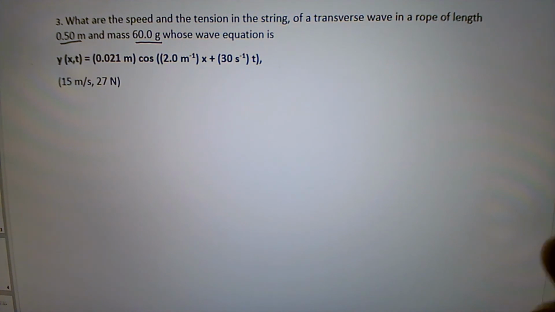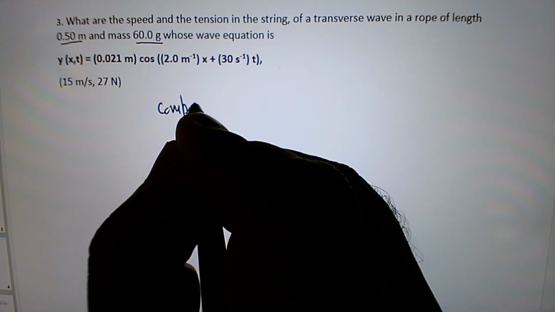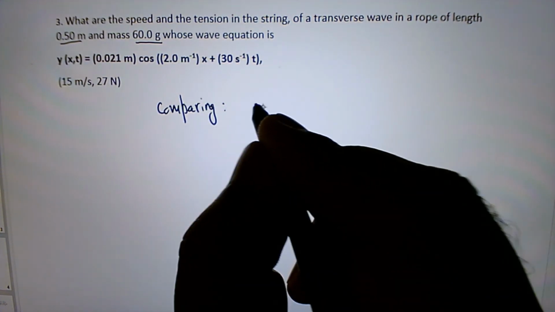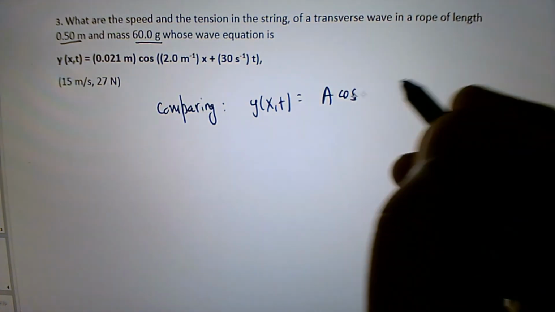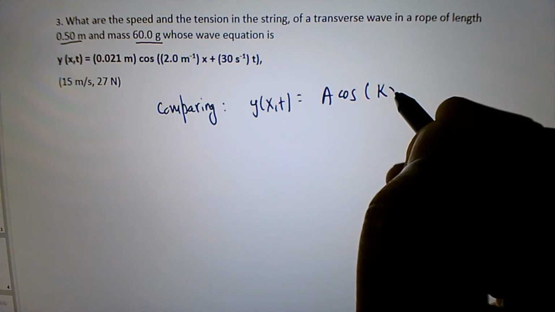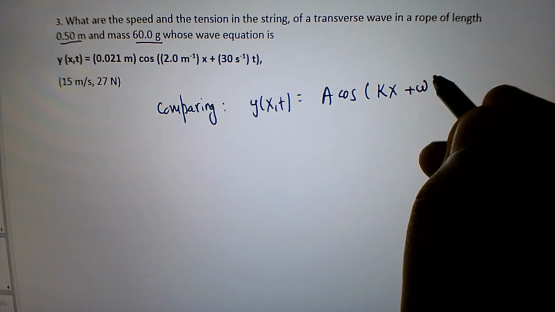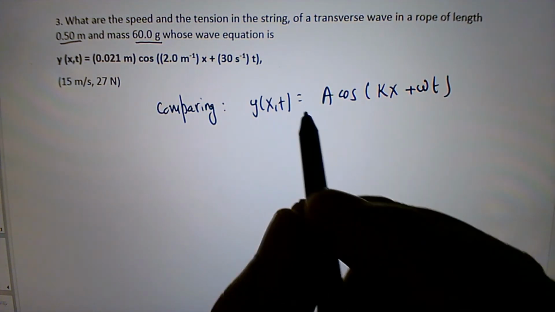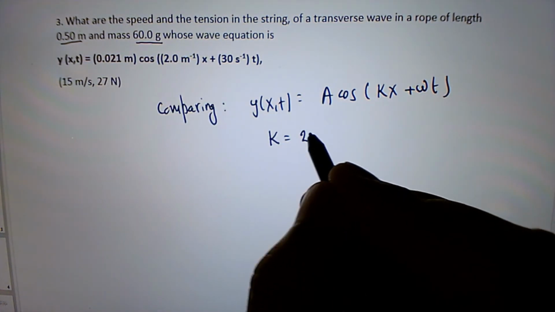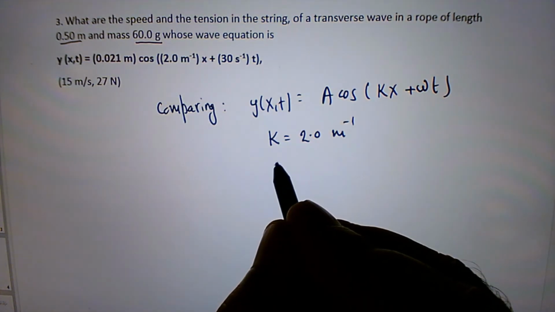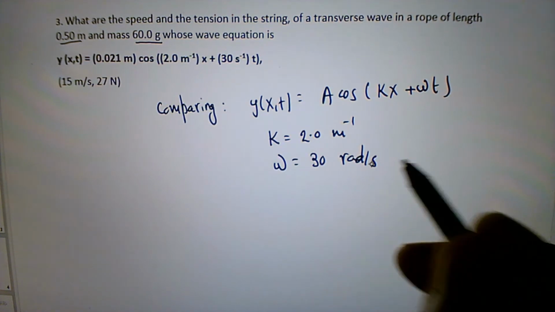Finding the wave speed is really easy, because you just need to compare with the standard traveling wave equation. Remember, the traveling wave equation is some amplitude times cos of kx, and it has plus omega t when traveling in the negative x direction. By comparing, k, the wave number, must be 2.0, and its unit is per meter. And omega must be 30, with units of radians per second.